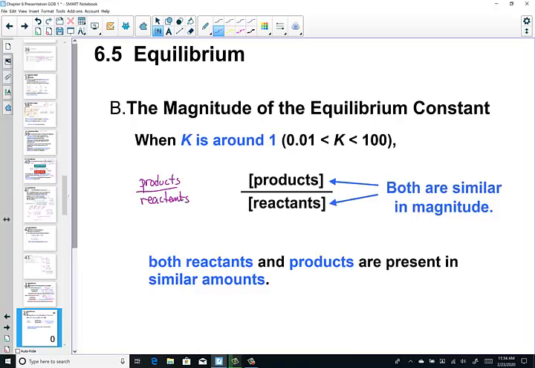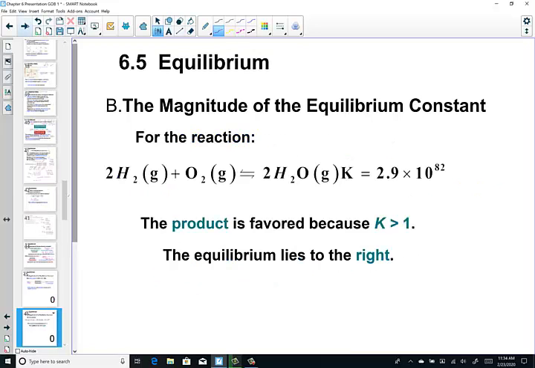concentrations. So the number itself has no unit, but it's the magnitude of the number that gives us information about the equilibrium: favoring the products for large numbers, favoring the reactants for small numbers, and if it's close to 1, we have an equal amount of both reactants and products in our reaction vessel.